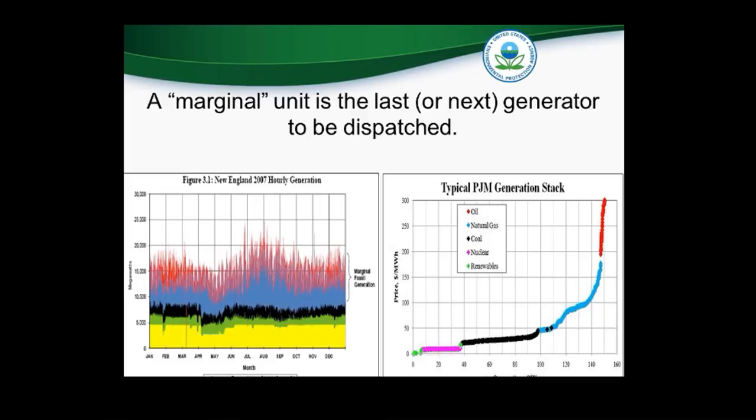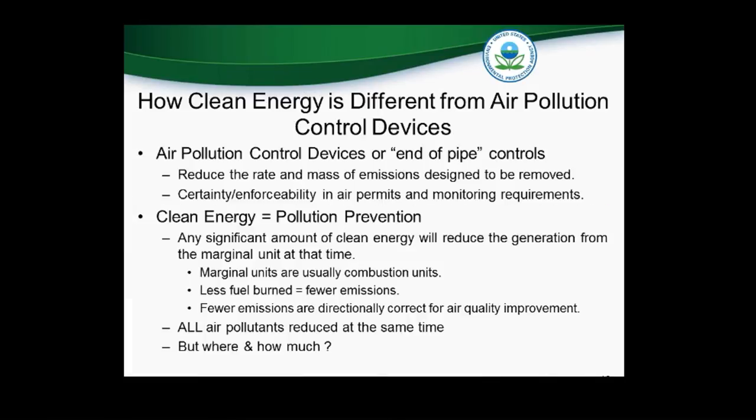Next slide, please. So clean energy is a little bit different than traditional air pollution control devices in these ways. Air pollution control devices, or end-of-pipe controls, reduce the rate and mass of emissions that are designed to be removed, usually one or a few air pollutants. There's great certainty and enforceability in air permits and monitoring requirements, so you know exactly where the emission reductions are taking place and for which pollutants.